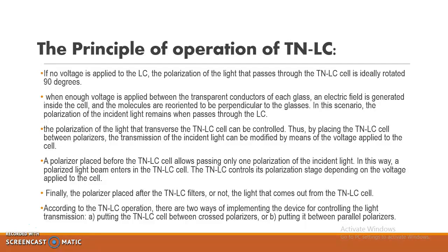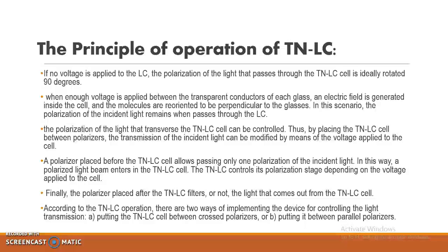Thus, by placing the TNLC cell between polarizers, the transmission of the incident light can be modified by means of the voltage applied to the cell. A polarizer placed before the TNLC cell allows passing only one polarization of the incident light. In this way, a polarized light beam enters the TNLC cell. The TNLC controls its polarization state depending on the voltage applied to the cell. Finally, the polarizer placed after the TNLC filters or not the light that comes out from the TNLC cell.